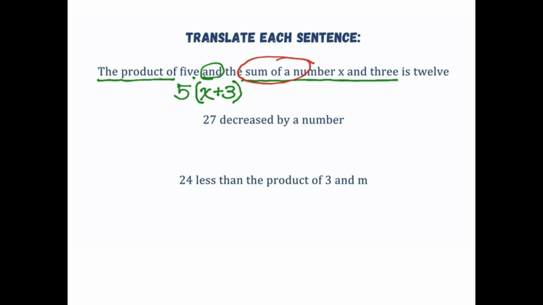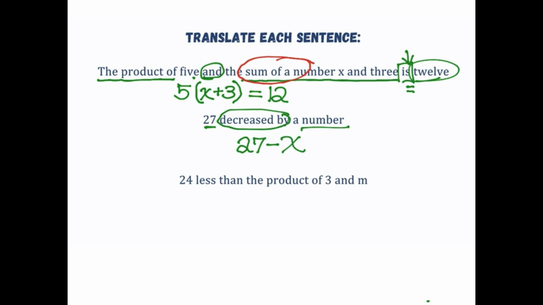So next, we have is. So this is our equal sign, and 12. So that's telling us what our equation equals. Whenever you see the word is, that's our equal sign. So now we've taken our sentence and we've turned it into a proper equation. Let's do some more. The next one, 27, so there's our first number, decreased by a number. So if we're decreasing 27 by an amount, we're taking that amount away from 27. So we would write this as 27 minus x. Now there was no is, so there's no equal sign. This is just an expression.